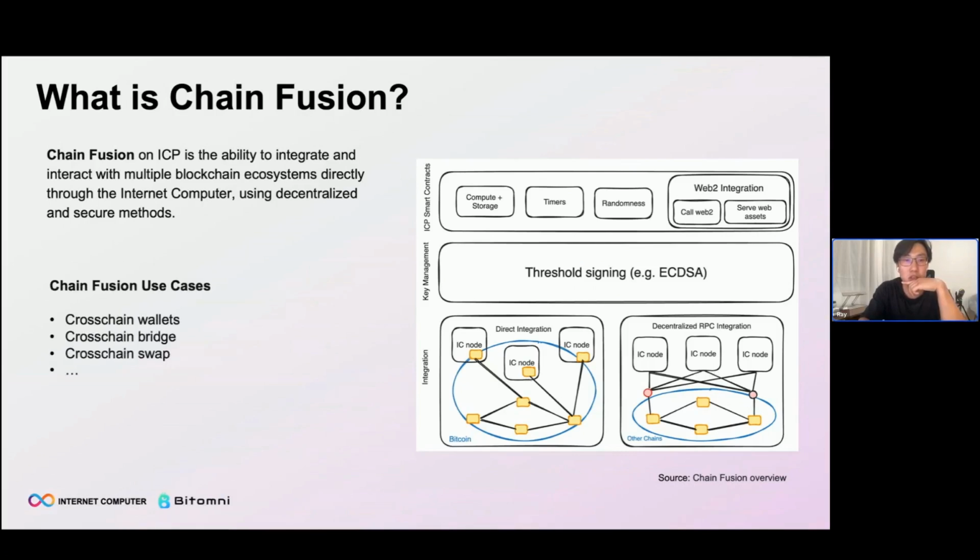Okay. So chain fusion use cases, there are many use cases I can think of, and it also shows on the website. And since today's topic is about DeFi, I listed a few within this regime. The first one would be cross-chain wallets.